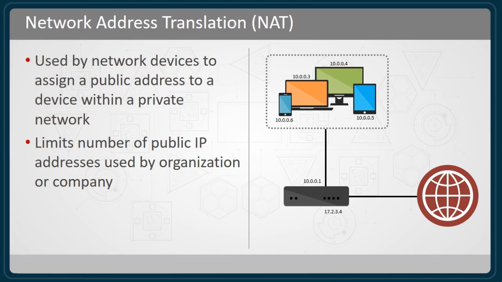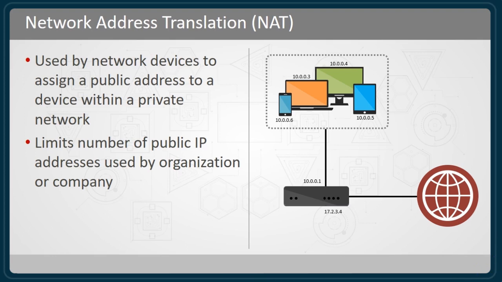Now, that device is a router, and as you can see by the graphic, one interface is connected to the public internet, and that address of 17.2.3.4 is a publicly visible IP address. The other interface, 10.0.0.1, is a private address, and it is only visible to the other systems on the inside of the router, if you will, those systems using 10.0.0.3, 4, 5, and 6. They would all see 10.0.0.1 as their default gateway.